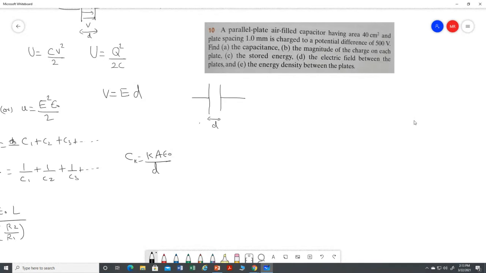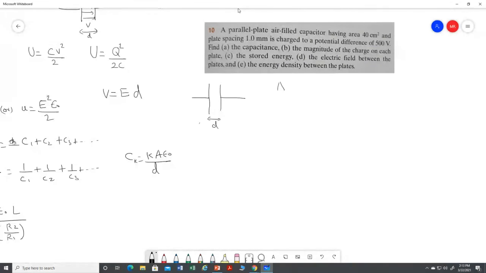Yes. So in between the plates, what do you have? Only air is there. So that's what they have written here: parallel plate air filled capacitor. Air filled capacitor means there is nothing in between the plates, only the gap should be there, and in that gap only air will be there. That's what they mentioned here. A parallel plate air filled capacitor having 40 centimeter and plate spacing 1 millimeter.